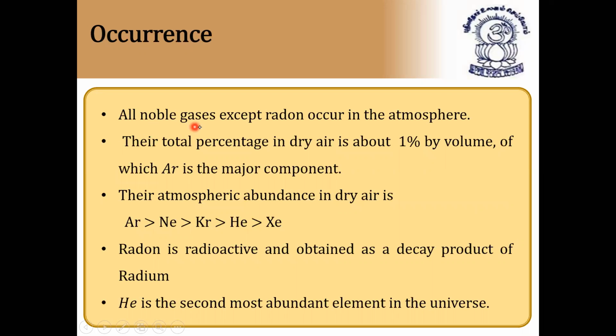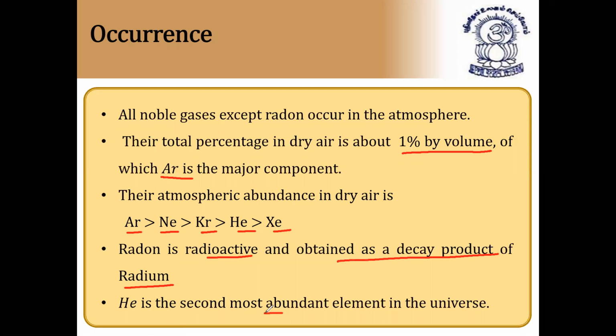Occurrence. All noble gases except radon occur in the atmosphere. Radon is radioactive. Their total percentage in dry air is about 1% by volume, of which argon is the major component. So in atmospheric air, argon is the major component. The atmospheric abundance in dry air is argon greater than neon, krypton, helium, and xenon. Radon is radioactive and is obtained as a decay product of radium.